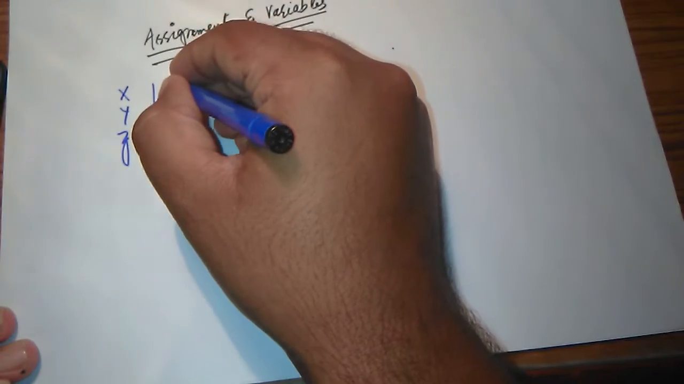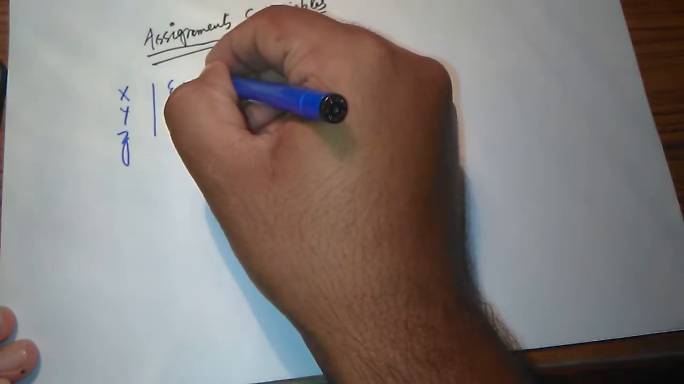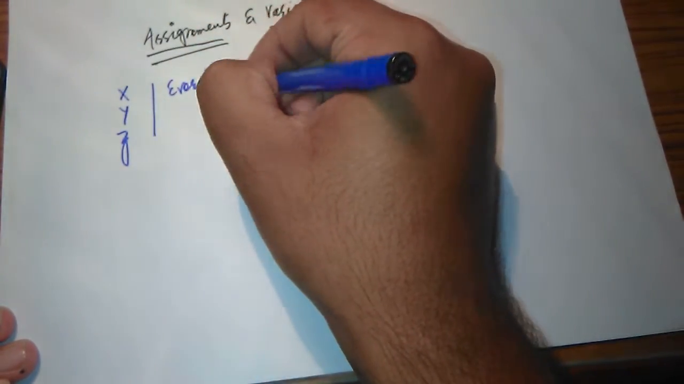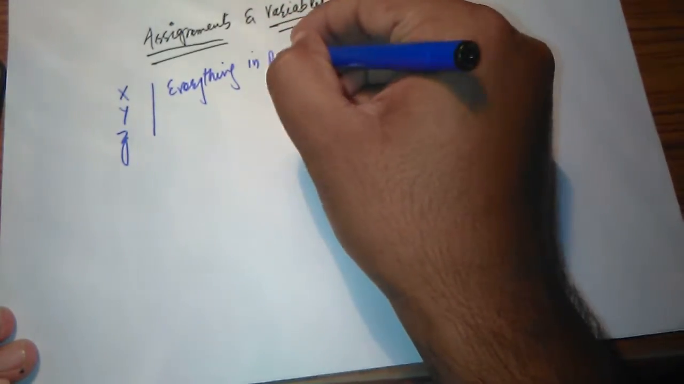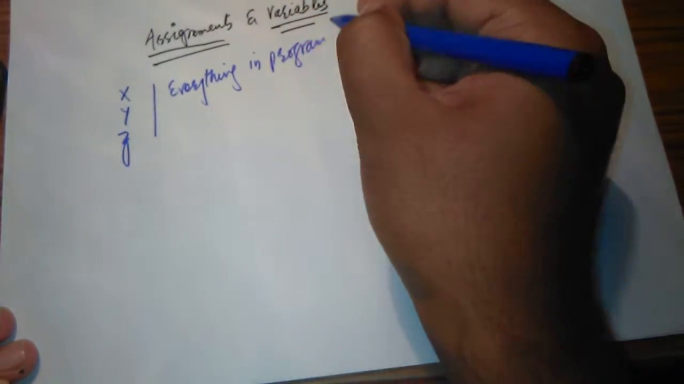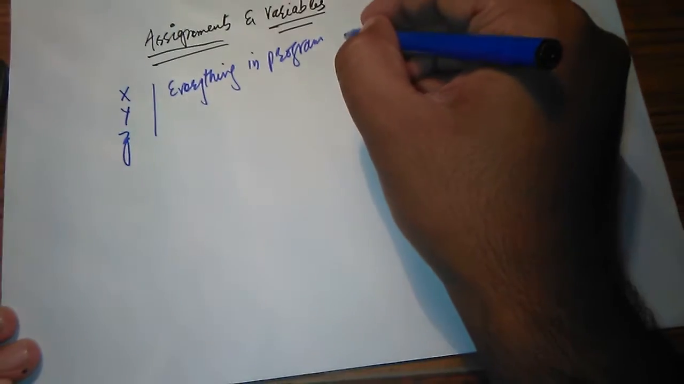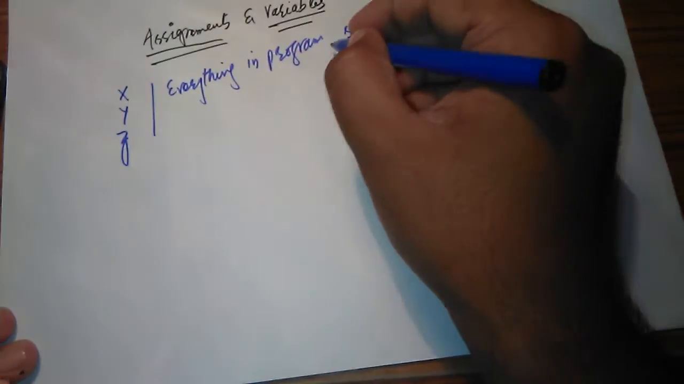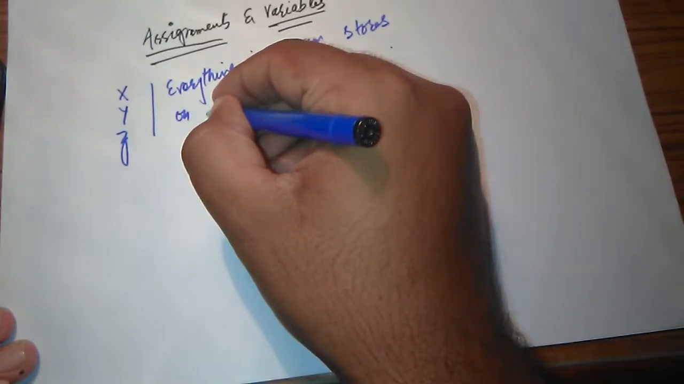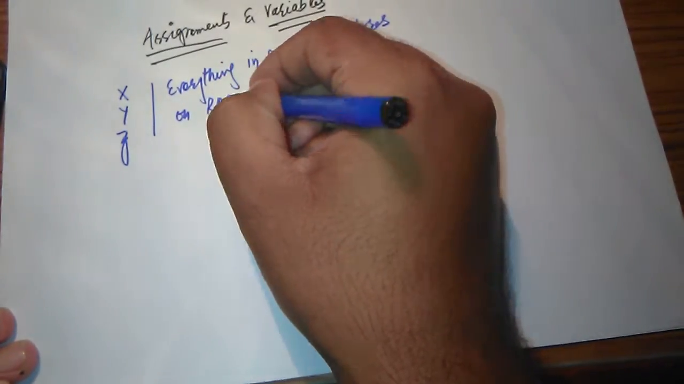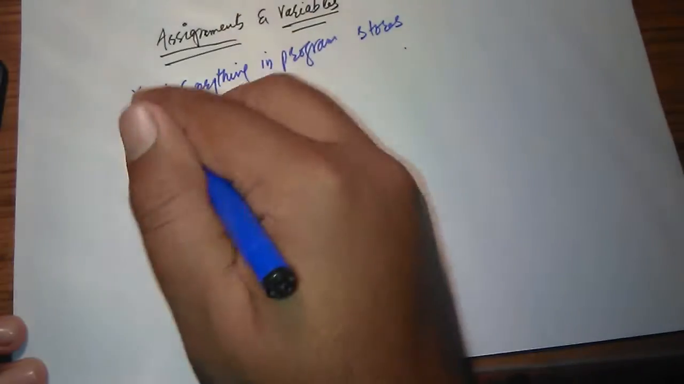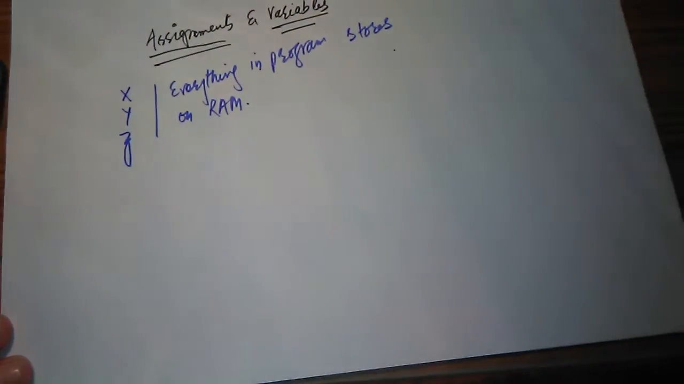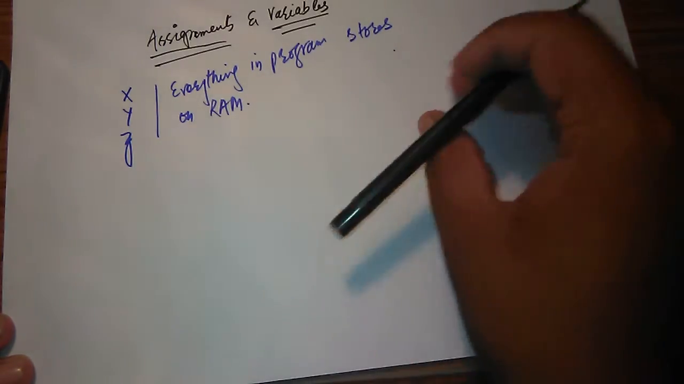everything executed in a program stores on RAM, random access memory. Now the variables are directly connected to the RAM. These variables store on RAM and are executed from there.